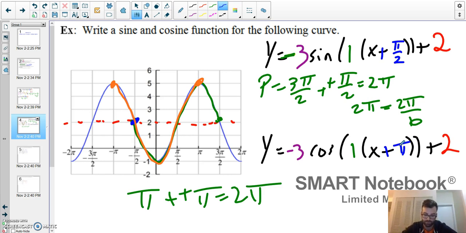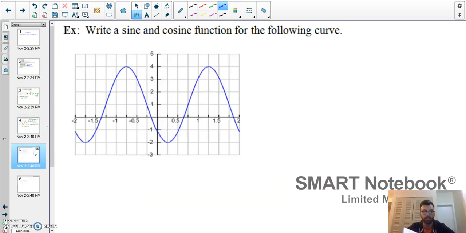Okay. Ooh, that should not be a negative 3. I'm sorry. That should be positive. Alright. You could have also started down there and made that a negative cosine as well. The same would have worked too. And then you would not have had a horizontal shift. Alright.